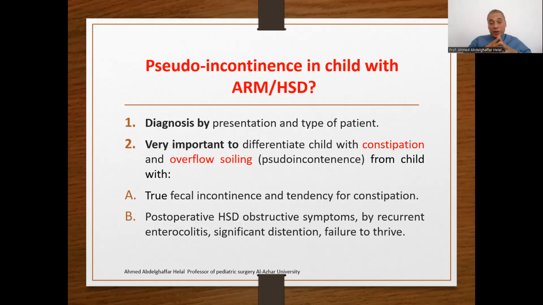Pseudo-incontinence in a child with anorectal malformation and Hirschsprung disease is usually diagnosed by the presentation and the type of the patient. A child with a normal sacrum, normal spine, low and simple type of malformation who presents with fecal incontinence is most probably constipated. I perform an X-ray and contrast study. If there is a well-dilated megarectosigmoid, most probably the child is constipated, related to the type.